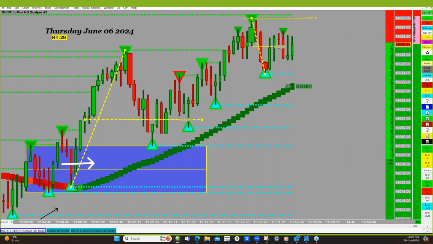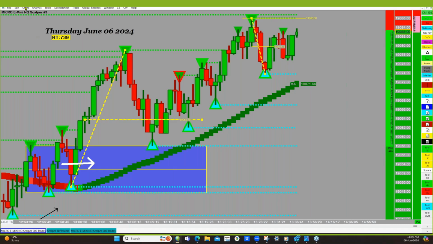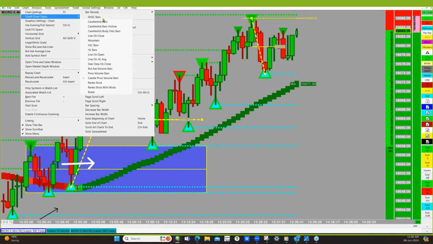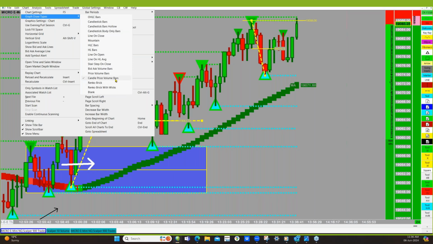These are also, I should mention, and let me just go to the chart here, the type of candles. In this column, you can see candle price volume bars.